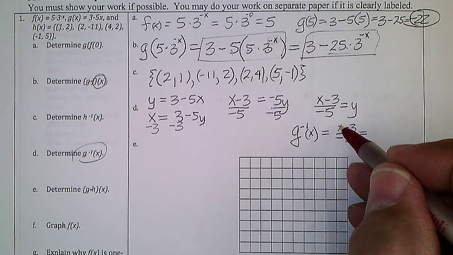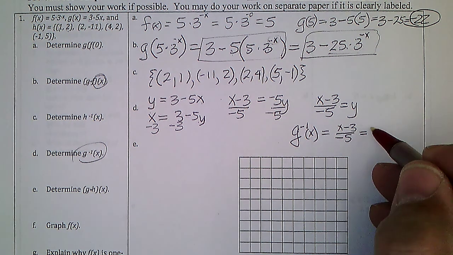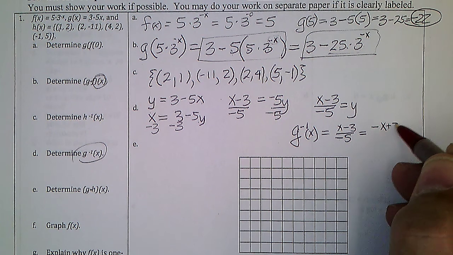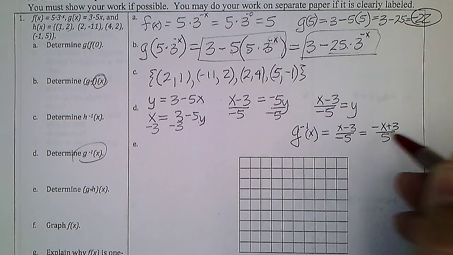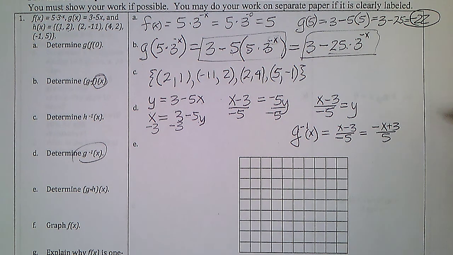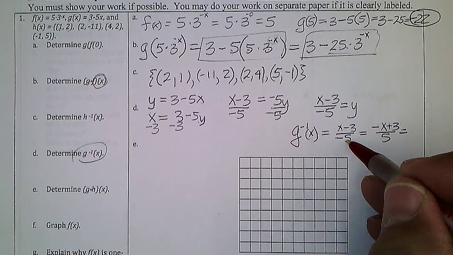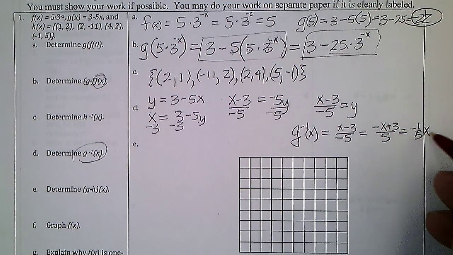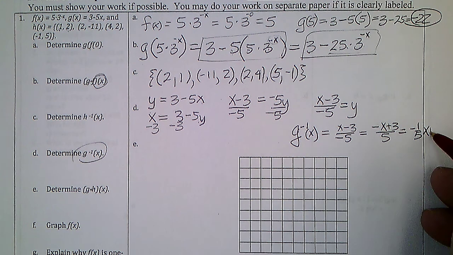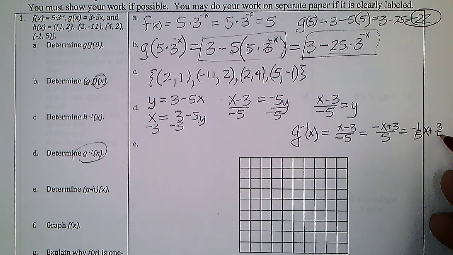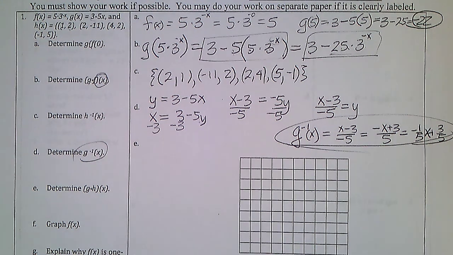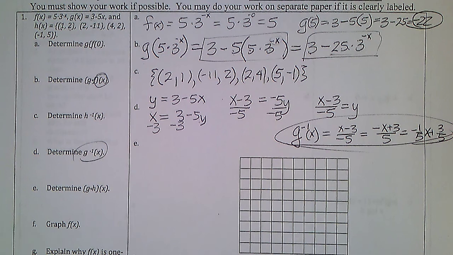Or if you will, you can multiply numerator and denominator by negative and get negative x plus 3 over 5, or you could put the 5 into each of these and you could say it's negative 1/5 x plus 3/5. But you should give me the final answer, what g inverse of x is.